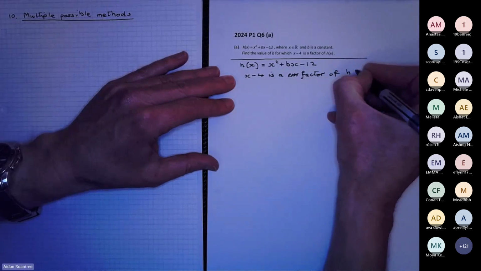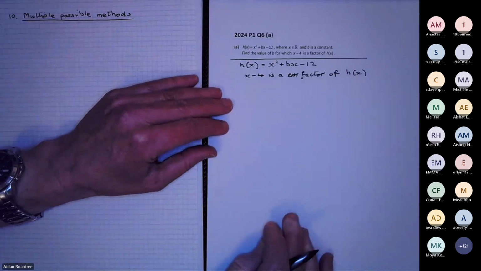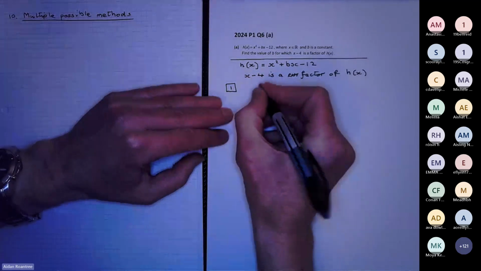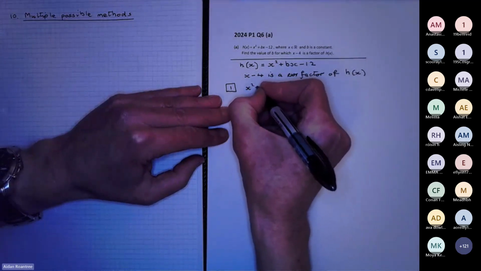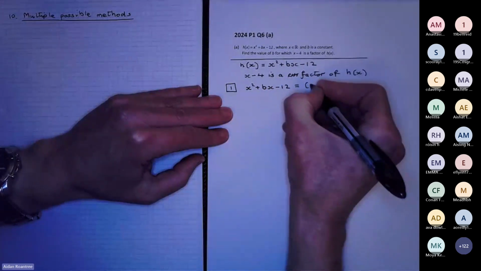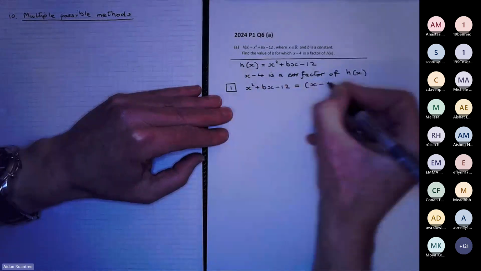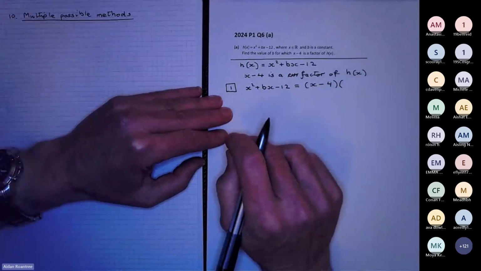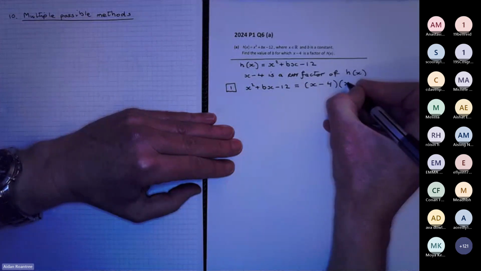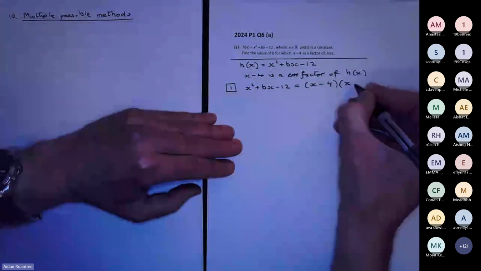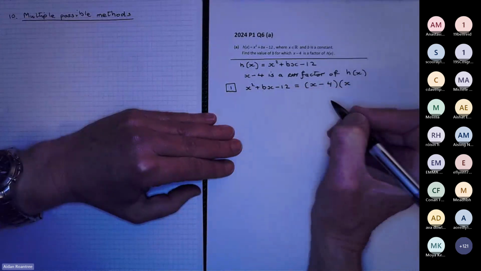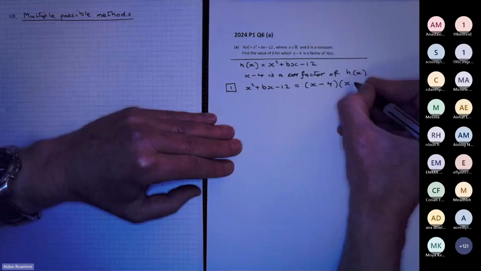Okay, of h of x. Now, what I can do here is I'm just going to say method 1. I realize that if x minus 4 is a factor of that, the other factor will be x minus something or x plus something to give me x squared at the beginning. To get x squared at the beginning, it has to be a single x. X by x will give x squared. But the number in the second bracket is going to be what I would need to multiply minus 4 by to get minus 12. And that would have to be plus 3.